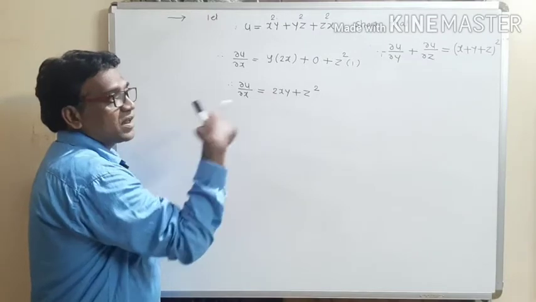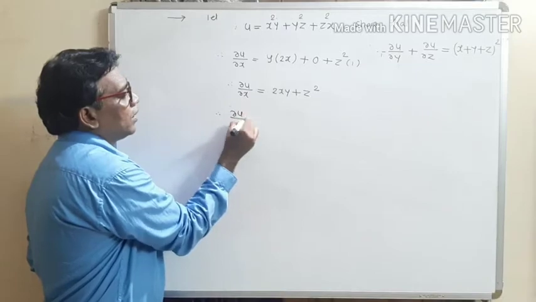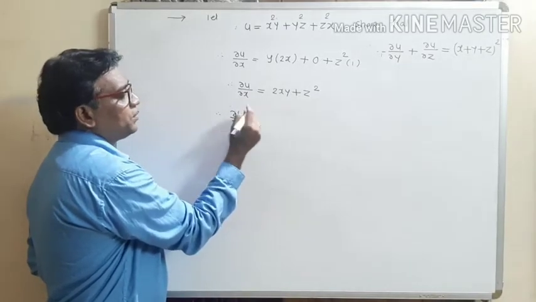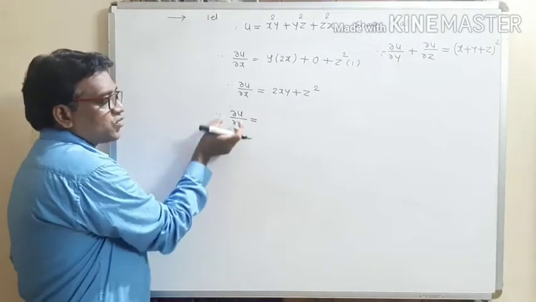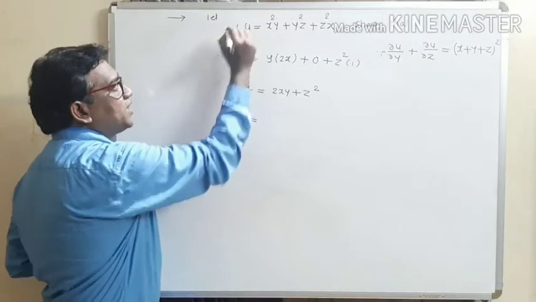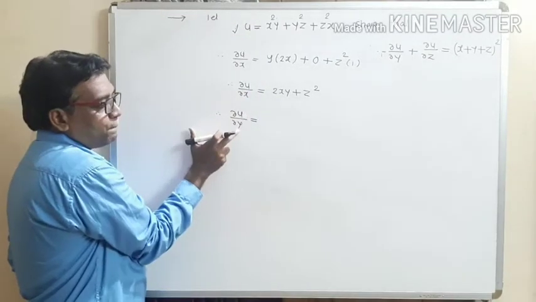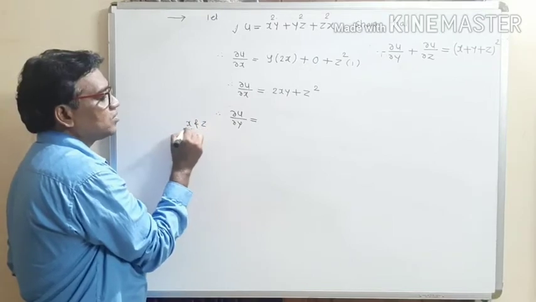Now find the next derivative ∂u/∂y. So write down, therefore the partial derivative ∂u/∂y is equal to, so how to find ∂u/∂y? Differentiating this u partially with respect to y by treating x and z as constant quantities.